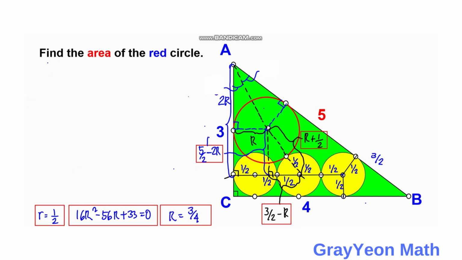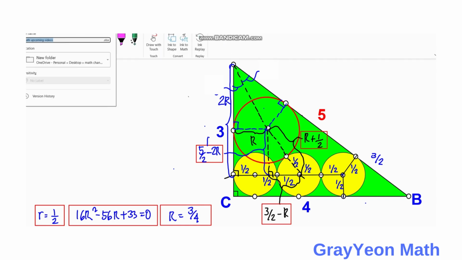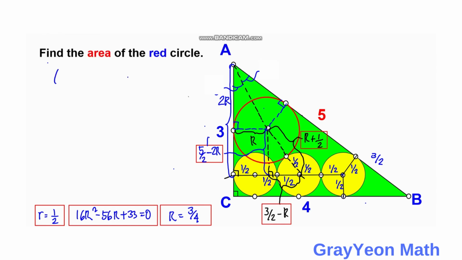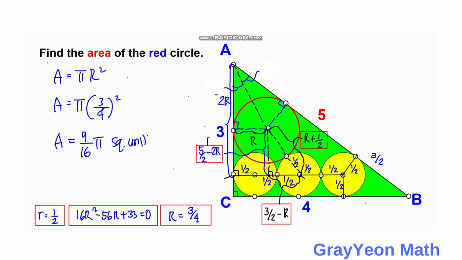Okay. So for the area of the red circle, since we now have the radius, it is now easy to find the area. So area is equal to pi r squared, where r is 3/4. So area is equal to pi times 3 over 4 squared. So area is equal to 9 over 16 pi square units. And that is our answer.